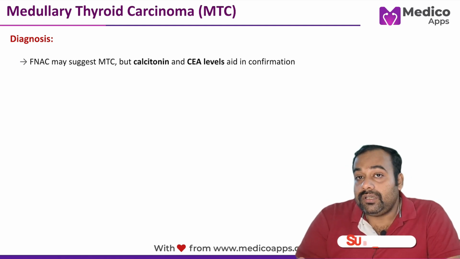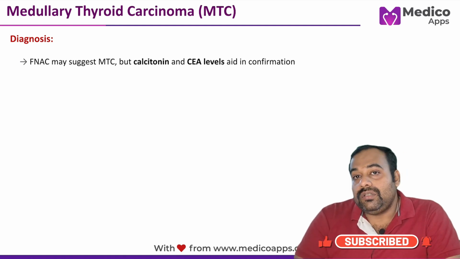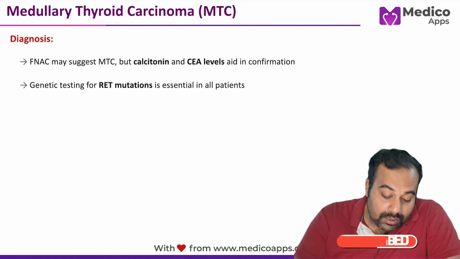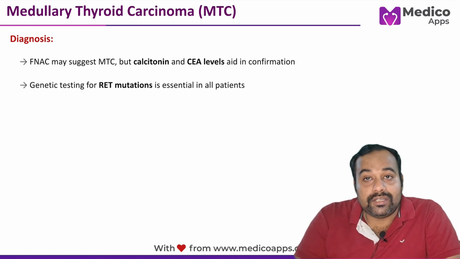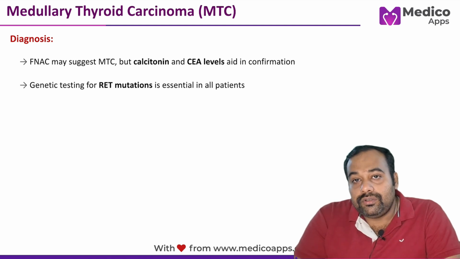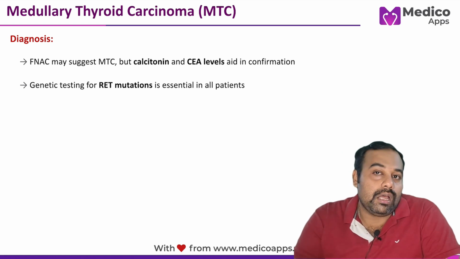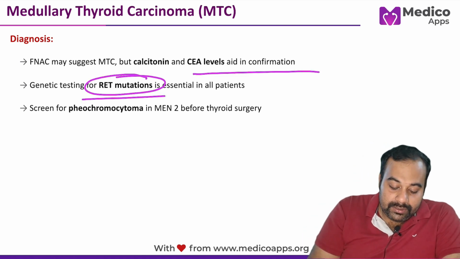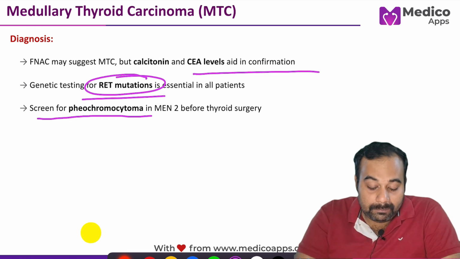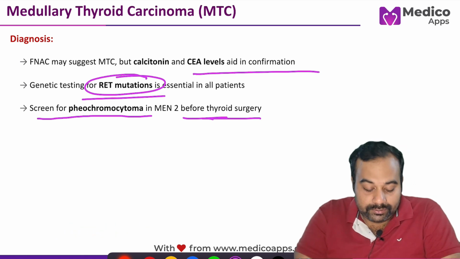But after confirmation of the diagnosis, you must rule out whether there is a RET proto-oncogene mutation or not, because the RET proto-oncogene mutation is eventually associated with the MEN syndrome, right? In case of MEN syndrome, there is an association with multiple endocrine neoplasia, and that you do need to rule out. Among them, pheochromocytoma is one of the most important, right? So you have to screen such patients for pheochromocytoma in MEN 2 before thyroid surgery, okay?